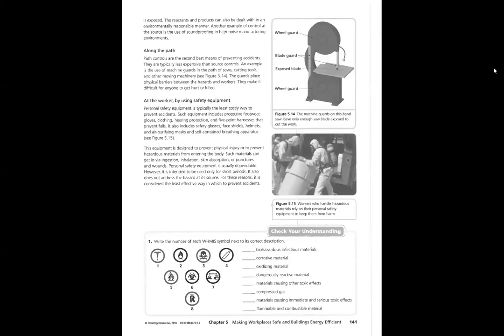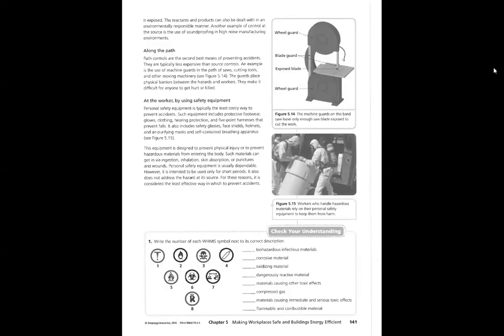Okay, if we look at the top of page 141, along the path is the second best means of preventing accidents. They're less expensive if you can control it along the path. So you're looking at machinery, maybe that's dangerous. You'll see the figure 5.14 is an example, and it has guards on the wheel, the blade, and there's a guard again. So it's a piece of equipment that has all sorts of safety parts to it, and you want to make sure that it's difficult to get hurt, it's difficult to get killed, okay? And you only have the part exposed that's actually going to cut the wood or the metal or whatever you're working.